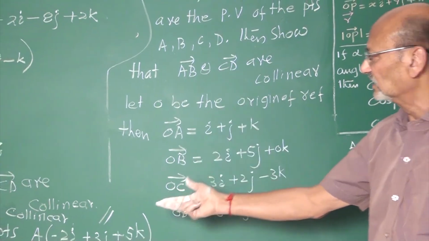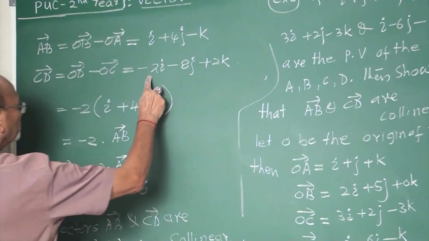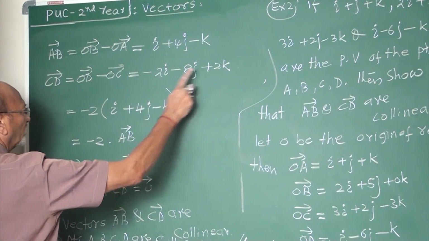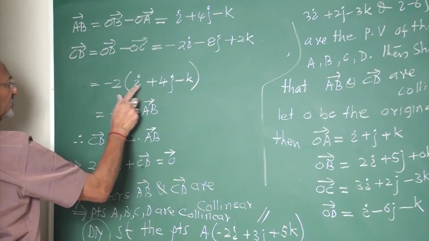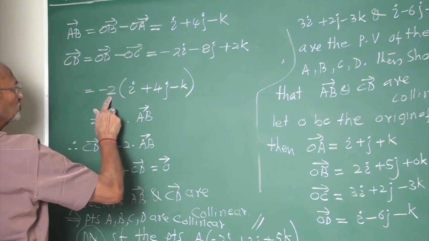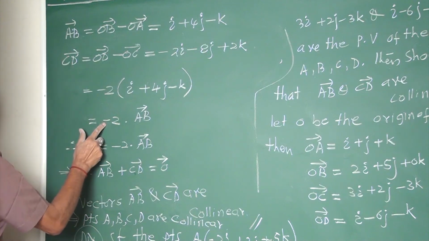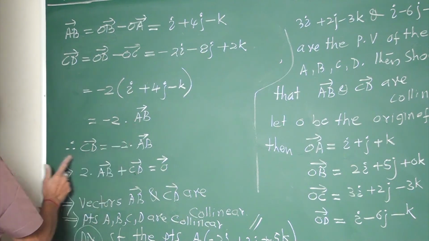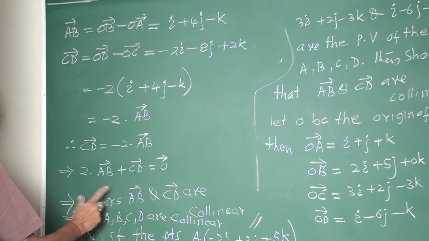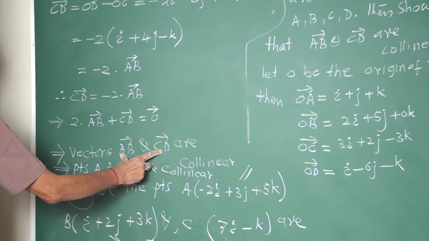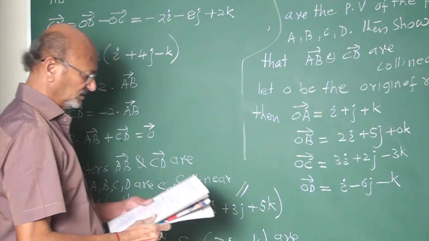Then here, CD is minus 2i minus 8j plus 2k. Minus 2 is common, so you get i plus 4j minus k if you take minus 2 common. This vector is nothing but vector AB. So CD is minus 2 times the vector AB. Taking this relation, AB and CD are collinear vectors, hence the points are collinear, my friends.